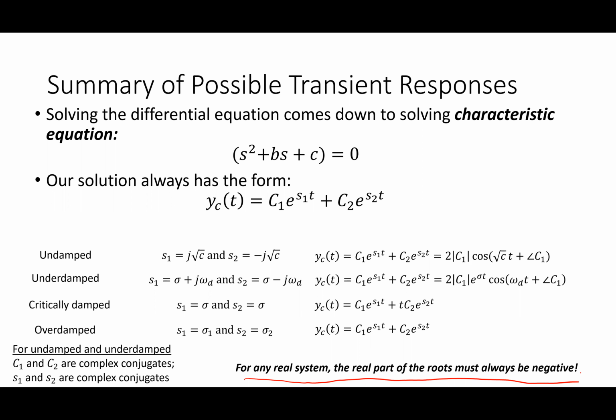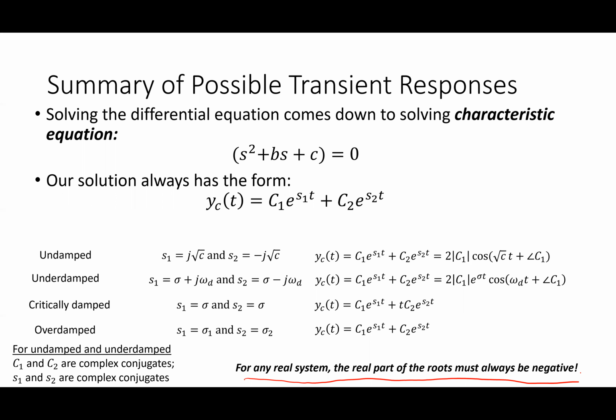What does it do? If I have e to a positive number times t, what happens as t goes to infinity? The response approaches infinity. So not only does it not go away, but it gets incredibly large, right? Which would imply that the capacitors could supply infinite energy or something like that. That's not possible. All right.